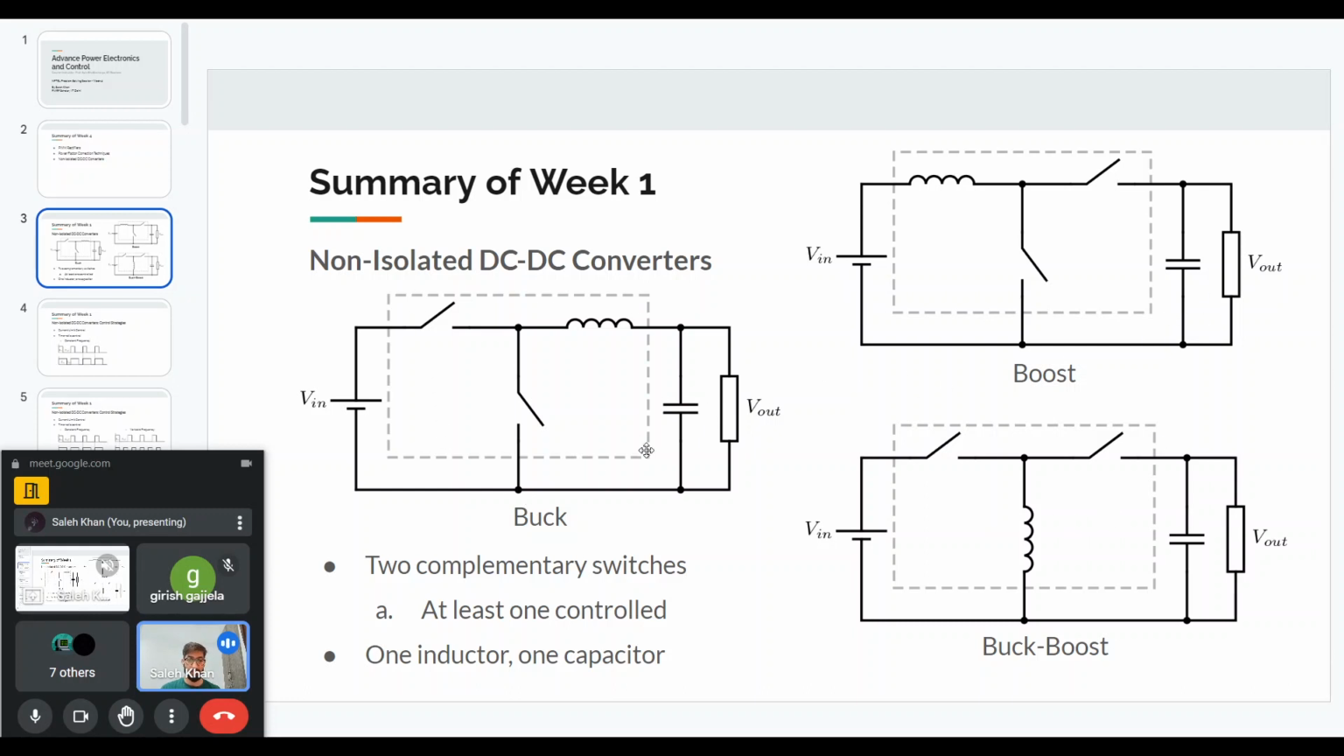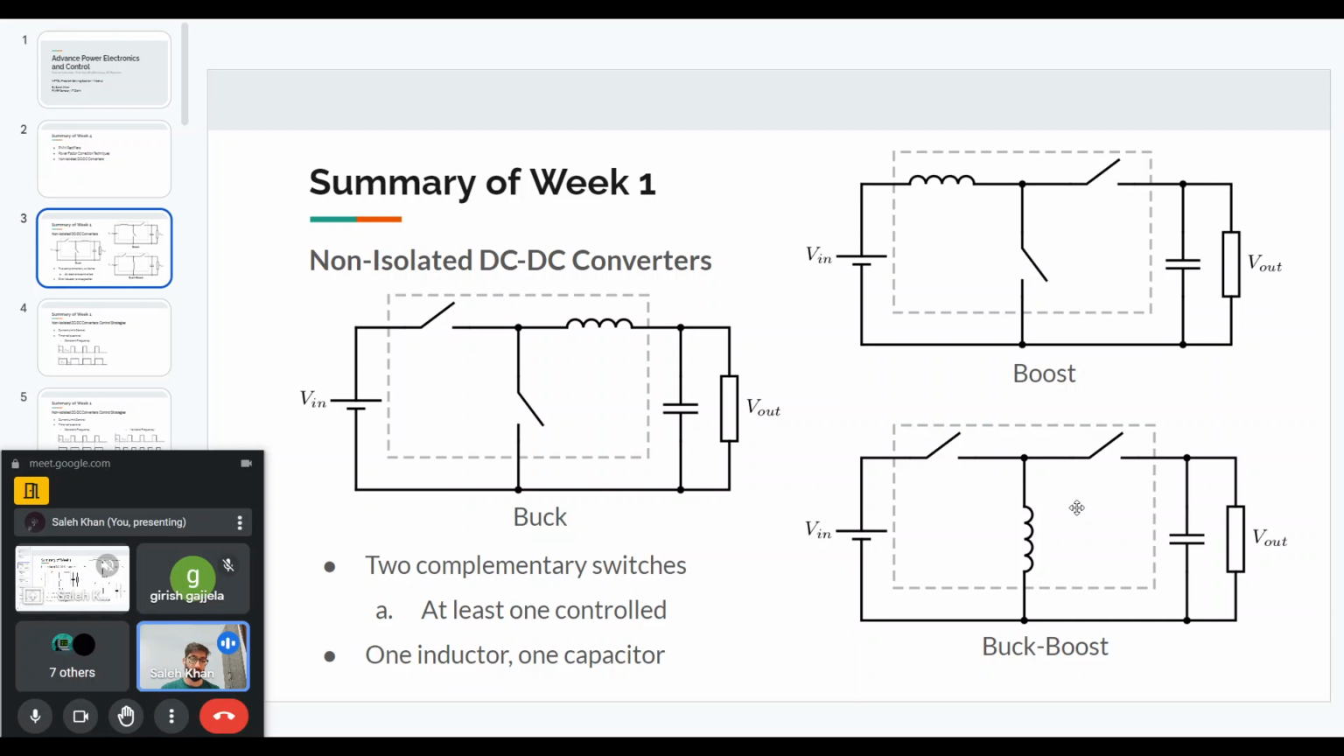And this dashed box is just rotating. So in the buck converter, we have a switch connected to the input, inductor connected to the output, and another switch connected to the ground. In the boost case, this has been rotated. So this inductor has come to the input side, and the switch has gone to the ground side, and another switch has gone to the output side.